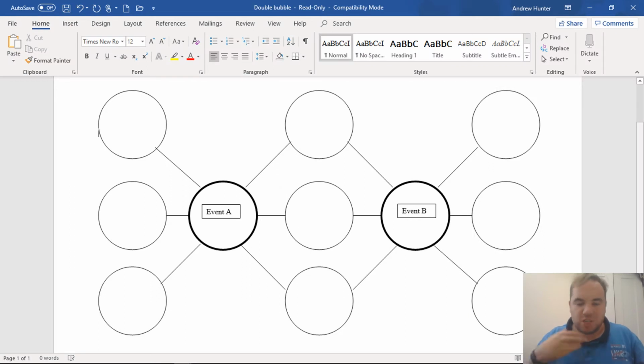So you're essentially using that principle to do this, and just draw it out in your book. I'll put the Word document on here, but really it'll probably be a lot easier if you just draw it out in your book. You've got event A, event B. As I said, you look at what's unique to those events in the appropriate bubbles, and then in the connecting ones you look at what similarities they have.